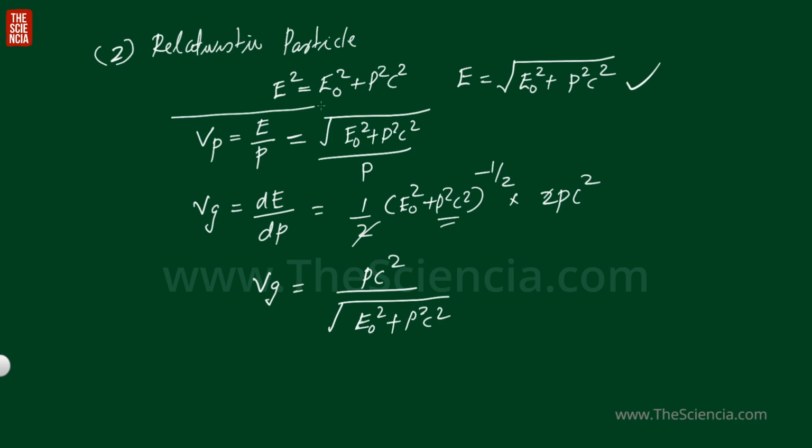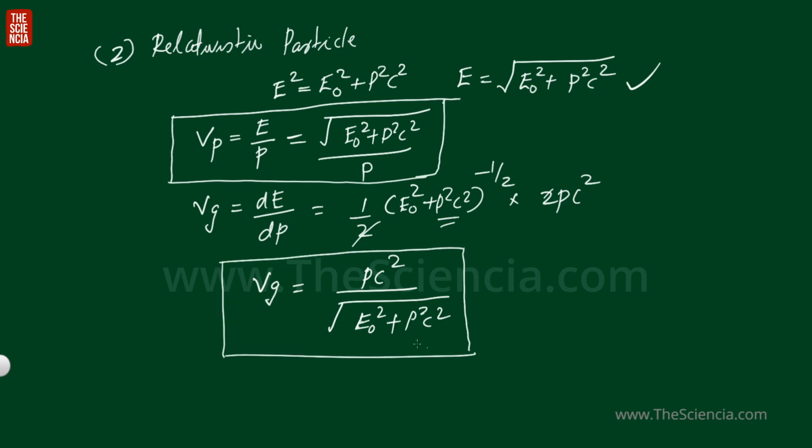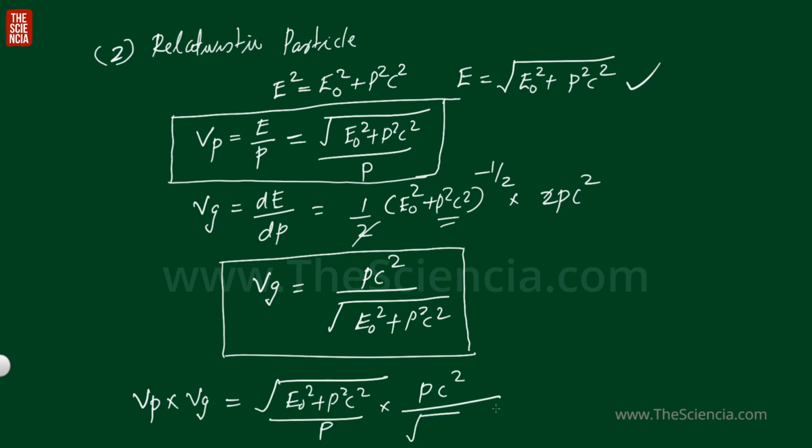So we got a relation for Vp and Vg. Now I am going to multiply this Vp with the Vg. Then what do we get? We get root of E0 square plus P square C square by P into P C square by root of E0 square plus P square C square. So we get it is equal to C square. That is, the product of Vg and Vp for a relativistic particle will be equal to C square.